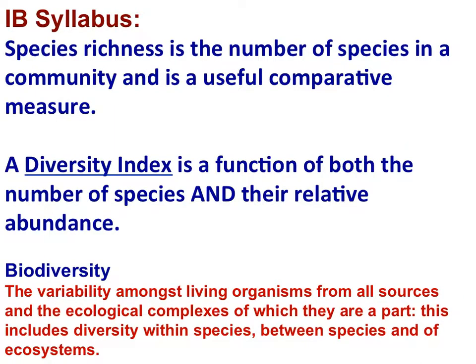So that brings us to a new IB syllabus statement. Species richness is the number of species in a community, and it is a useful comparative measure. Diversity index is a function of both the number of species, the richness, and their relative abundance. But keep separate the diversity index from the general definition of biodiversity, which is the variability amongst living organisms from all sources and the ecological complexes of which they are a part. This includes diversity within a species, between species, and among ecosystems.